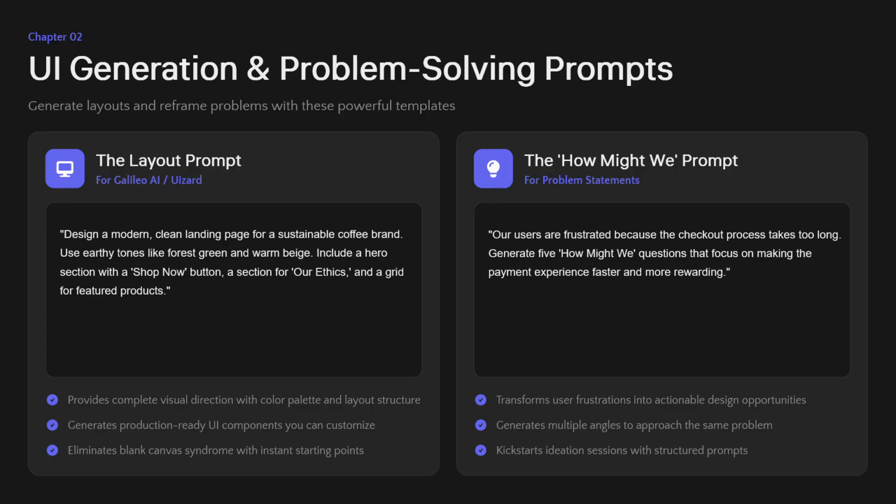Okay. So the How Might We prompt. Our users are frustrated because the checkout process takes long. Generate 5 How Might We questions that focus on making the payment experience faster and more rewarding. Now you see how you have actually asked the AI to help you generate 5 How Might We questions. Now these questions, when you put them on ChatGPT, it will give you the questions.